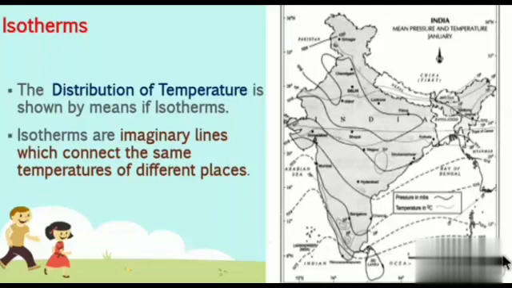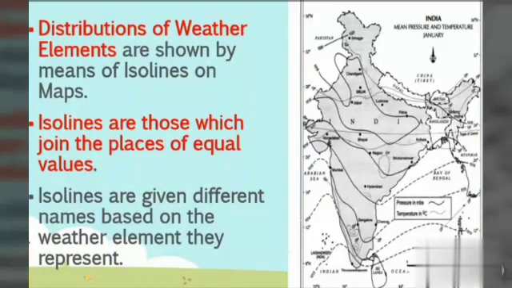Okay. Next, we studied about isotherms. The isotherms are imaginary lines which connect the same temperature of different places. Example, Chennai and Bangalore have the same temperature, so an imaginary line is drawn connecting Bangalore and Chennai. Okay, this is called the isotherm. Right? Isolines are those which join the places of equal values.